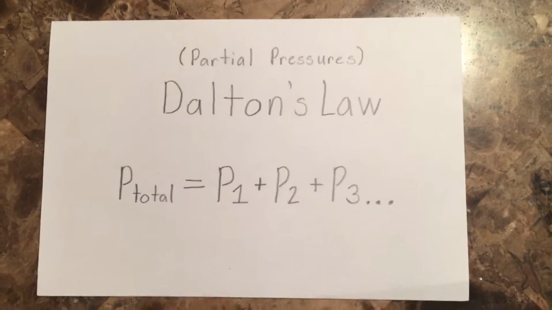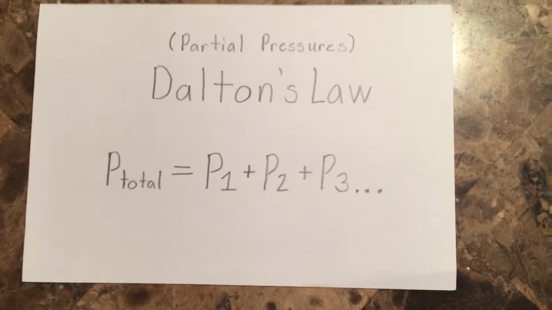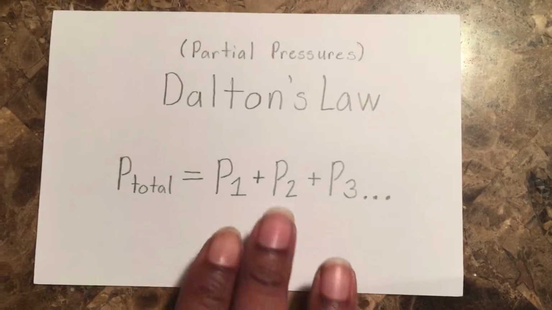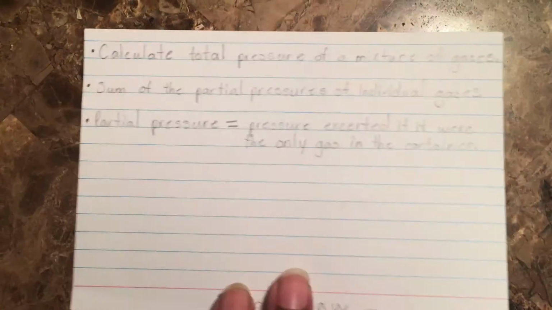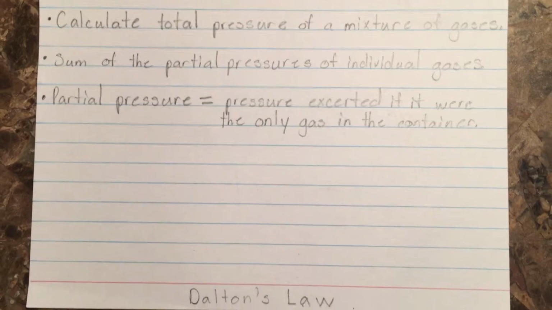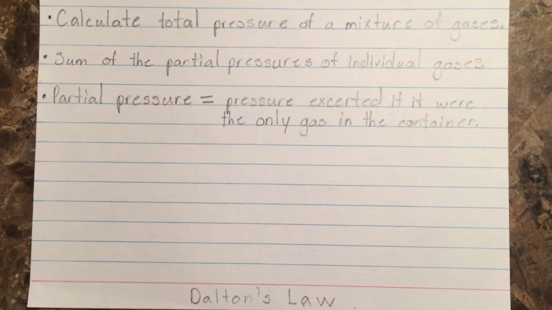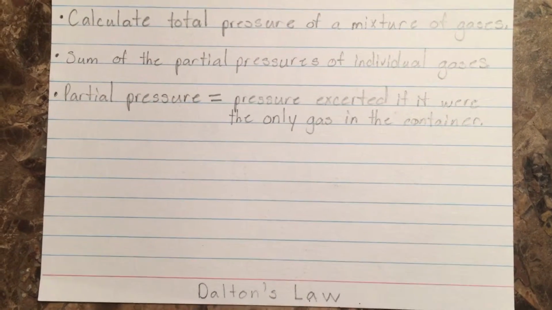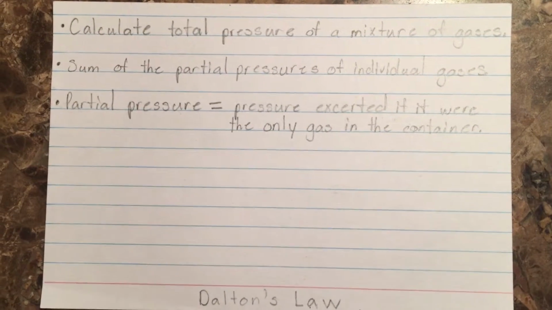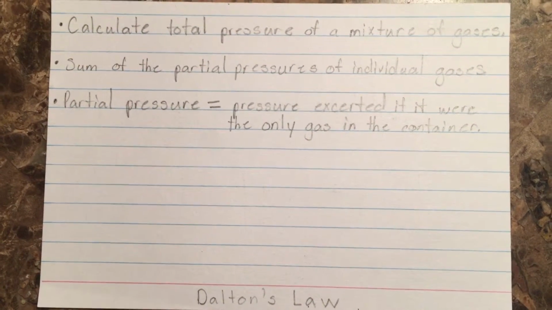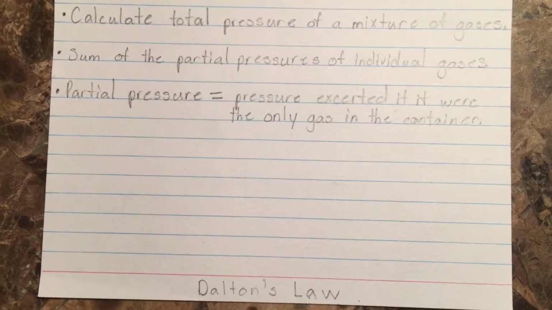Dalton's law. The equation is P total equals P1 plus P2 plus P3. Dalton's law calculates the total pressure of a mixture of gases. It is the sum of the partial pressures of individual gases. Partial pressures equal the pressures exerted if each were the only gas in the container. Here's an example.